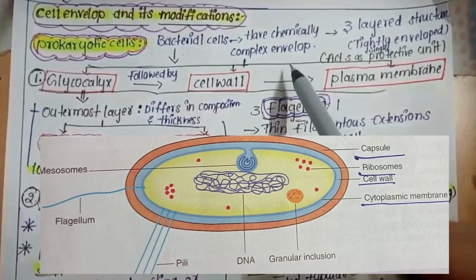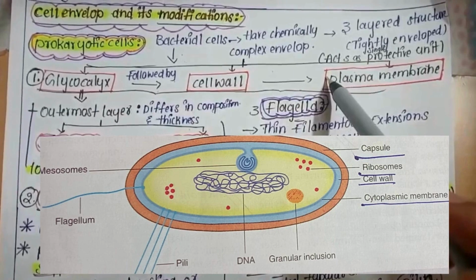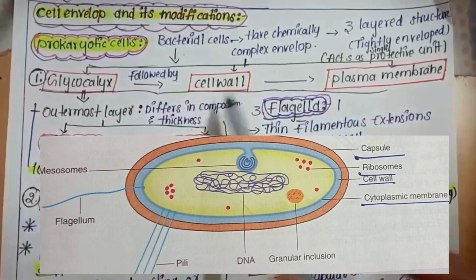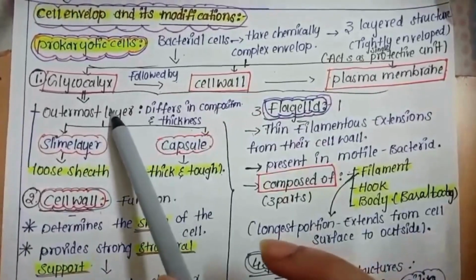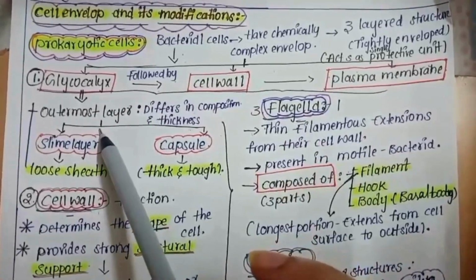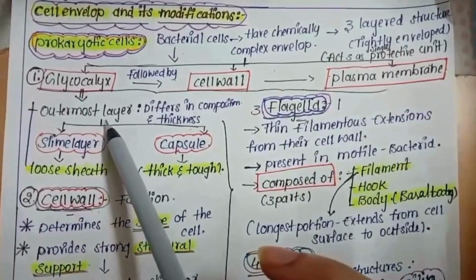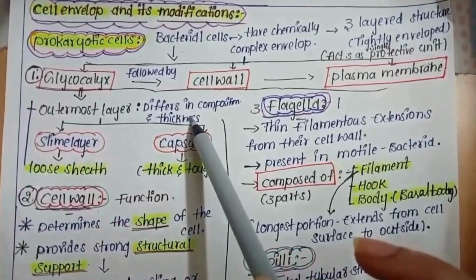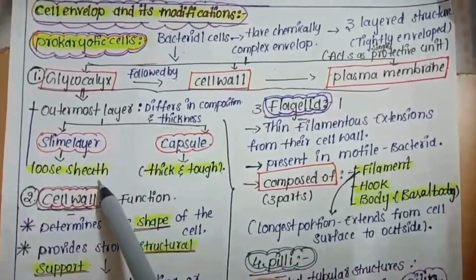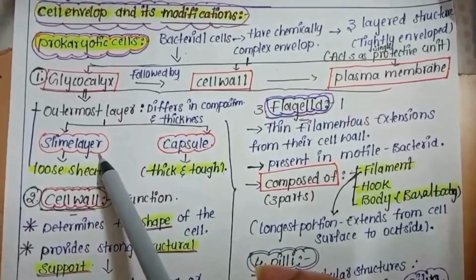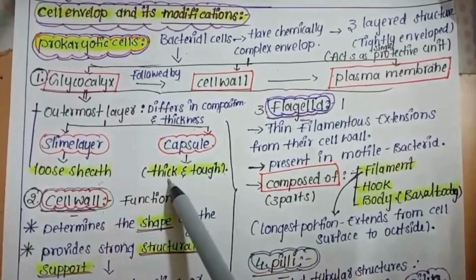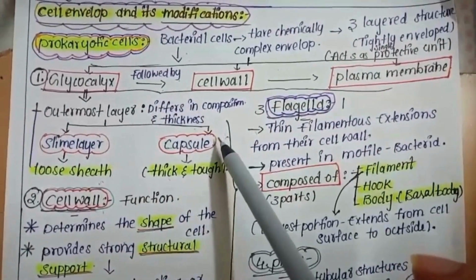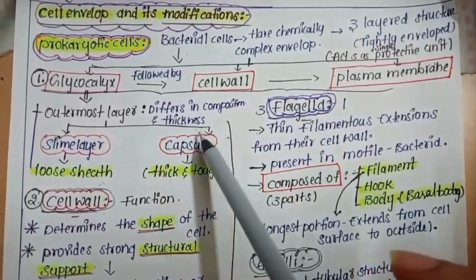Bacterial cell is composed of a three-layered complex cell envelope, which consists of glycocalyx followed by cell wall and cell membrane. Coming to the glycocalyx, it is the outermost layer, made up of polysaccharide macromolecules, differentiated into two types based on its composition and thickness. It forms a loose sheath around the bacteria known as the slime layer, and if it forms a thick or tough capsule, it protects the bacteria from the host immune system, as it is sticky or gummy in nature.